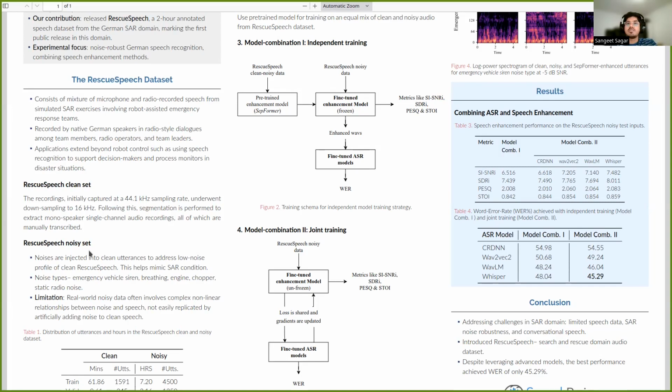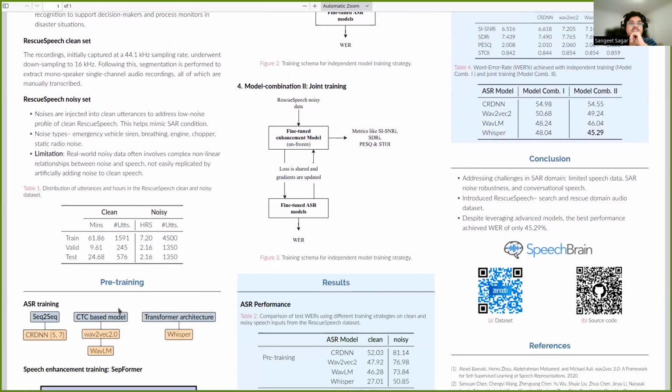However, we also believe that this has a limitation: artificial noise injection has a disadvantage, that a nonlinear relationship between a noise and a speech that is present in a naturally occurring noisy surrounding or noisy utterance is absent in artificially synthesized recordings. So here I show the statistics, the distribution of the dataset.